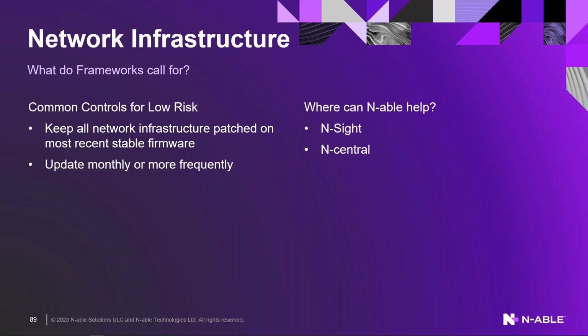So the common low risk ones are: keep all network infrastructure patched and on most recent stable firmware. So this is back to a processes thing. You need to know processes and asset inventories. You need to know what equipment your clients have. You need to be subscribed to the vendors for security alerts, bulletins, and notifications. You need to know when those new firmwares are released that address certain vulnerabilities.